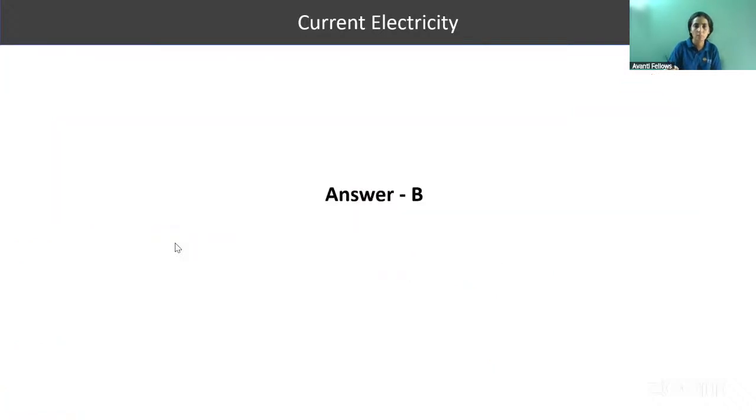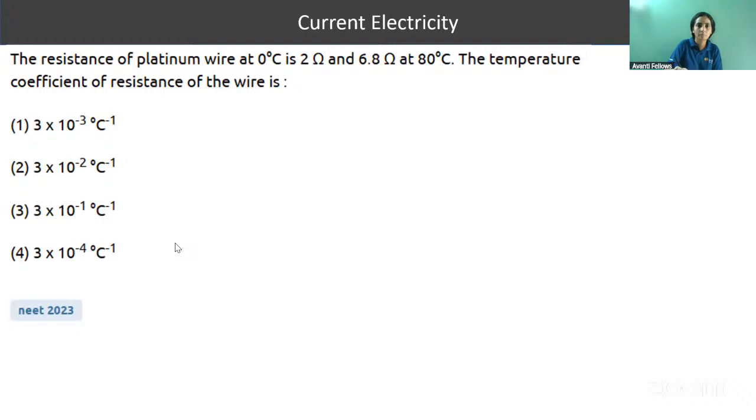Okay, now let's do this question. Again, this is also a formula based question. You people do it. Take your time, do it. There is no hurry, no worry.